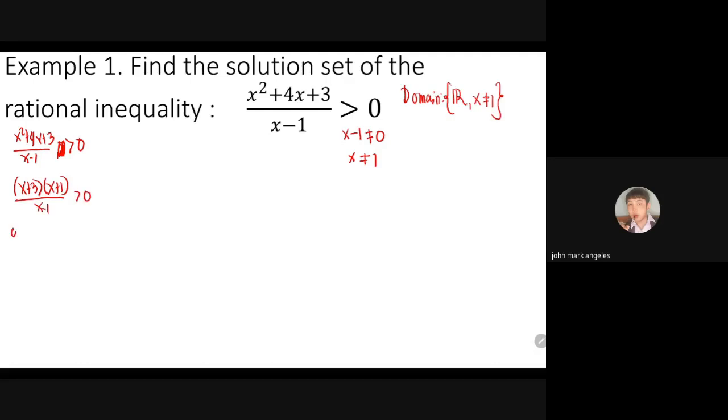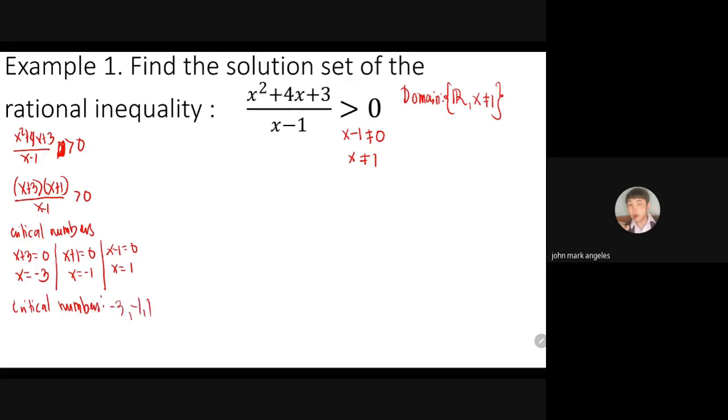Okay? So ang critical numbers ngayon will be x plus 3 equals 0, x is equal to negative 3. Isa ang negative 3 sa magpapa-0 sa given. Second, x plus 1 equals 0, x is equal to negative 1. Yun yung pangalawa. At ang pangatlo, x minus 1 equals 0, x is equal to positive 1. So the critical numbers are negative 3, negative 1, at saka 1.